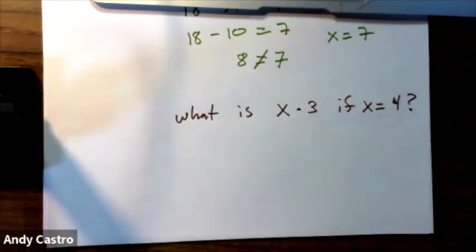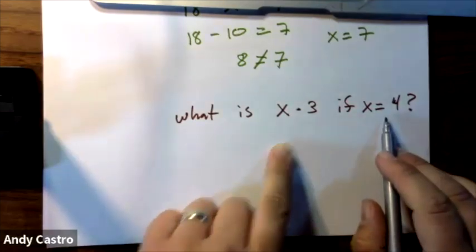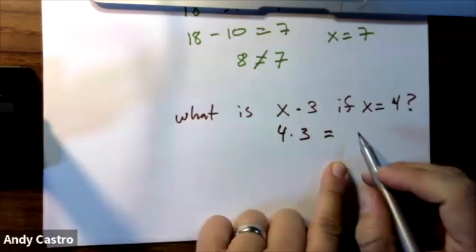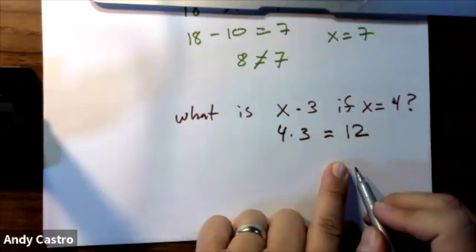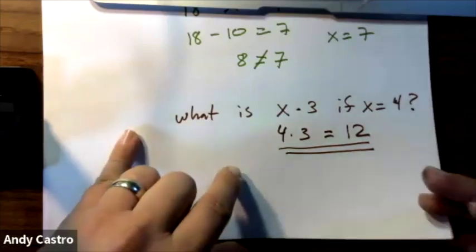Three people got it correct. Four people got it correct. Good job. Everybody's correct so far. Got another one correct. Another one correct. Good. What is x times 3 if x is equal to 4? Well, this would be 4 times 3. And obviously, 4 times 3 is 12. Very good job.